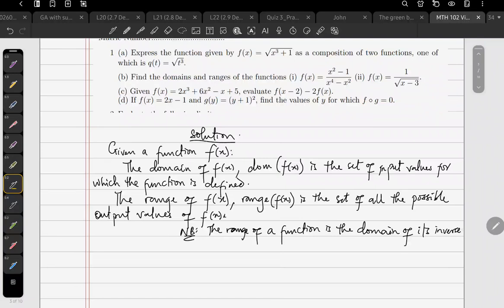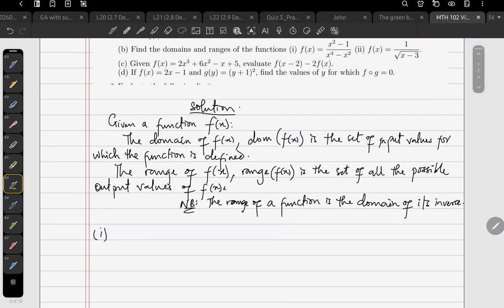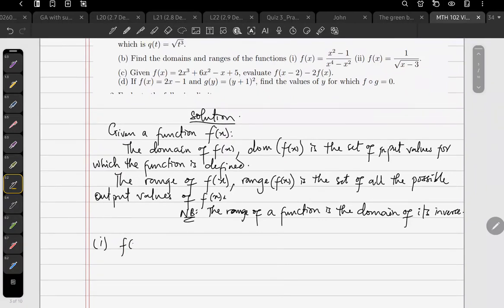Well, I don't want to turn this into a lecture video on domain and range, because what we just need is to be able to solve the question that we have here. So I think I'll go straight into solving those questions, and at the end of the day, if questions arise from them, we can look at them. So in the first question here, we want to find the domain of f of x equal to x squared minus 1 over x to the power of 4 minus x squared.